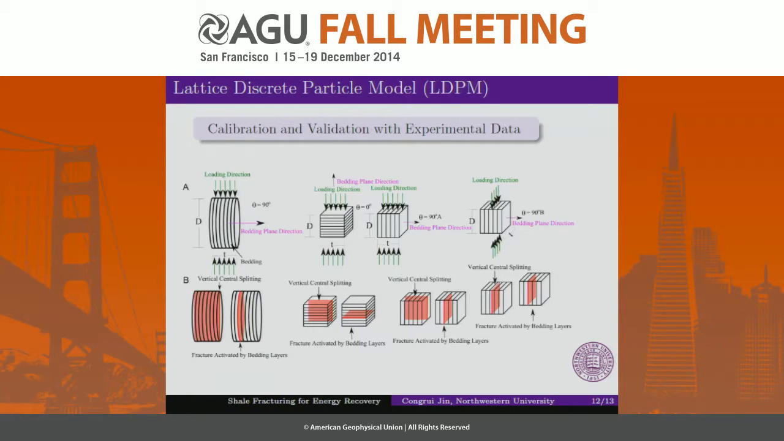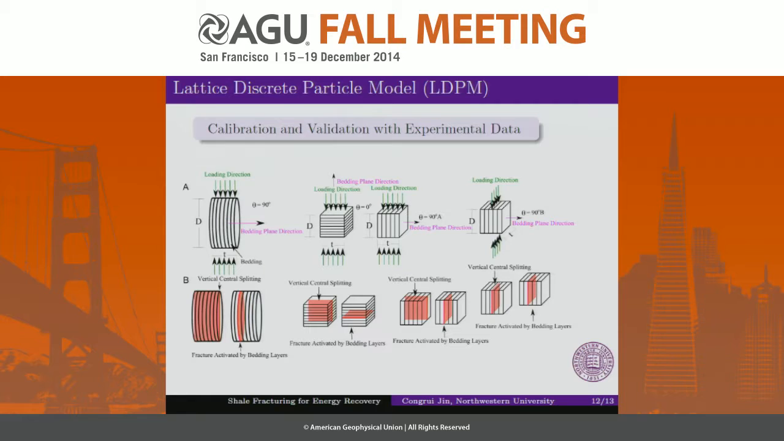To calibrate and validate the proposed LDPM model, we have conducted Brazilian tests, unconfined compression tests, and three-point bending tests on shale specimens to study their mechanical behavior and fracturing behavior. Calibration is conducted by minimizing the discrepancy between the numerical results and the experimental data, and the validation is the crucial step in which the proposed computational framework will be tested to check its predictive capability.